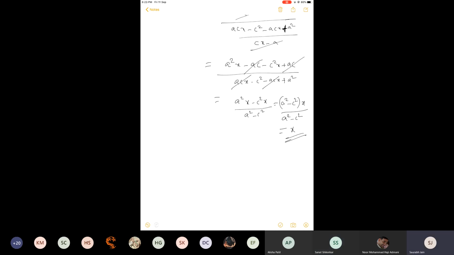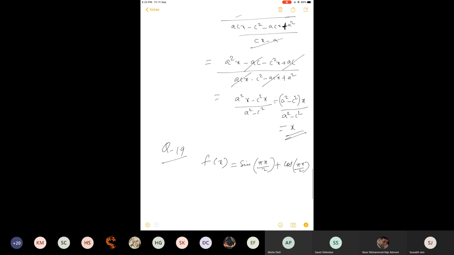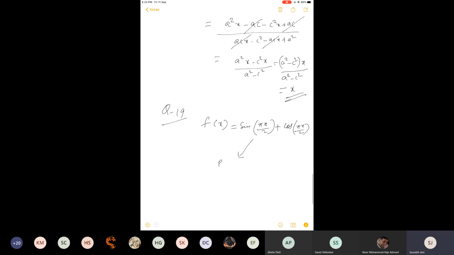So in the question we have to find the period of the function. Question number 19. The function is sin(πx/2) plus cos(πx/2). Let us find the period of this function. How to find it? T by mod a.